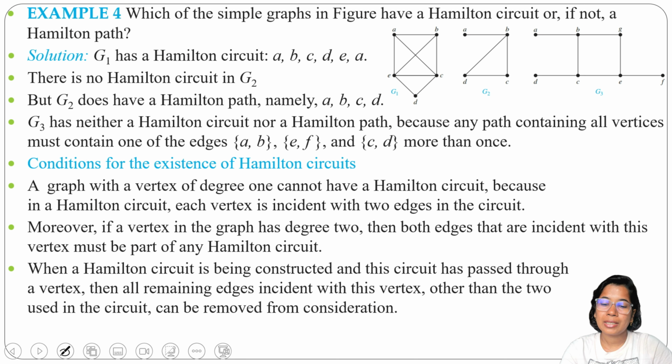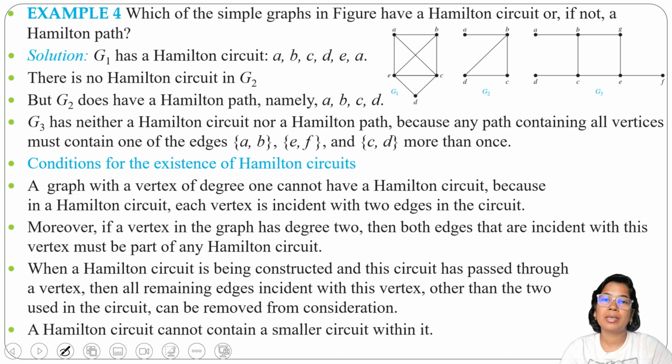And a Hamilton circuit cannot contain a smaller circuit within it. So there cannot be a subset circuit inside a Hamilton circuit. So these are some points we can consider. If degree is 1, a Hamilton circuit is not possible. Minimum degree should be 2. And when we are using some edges in a Hamilton circuit, we can skip all other edges that were not used, and a Hamilton circuit cannot contain a smaller circuit within it.